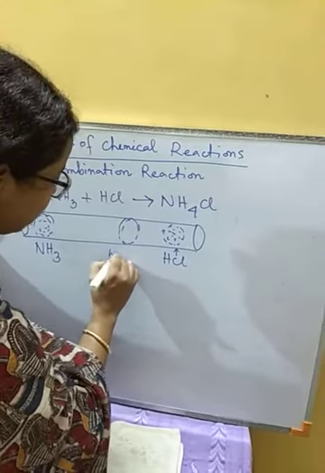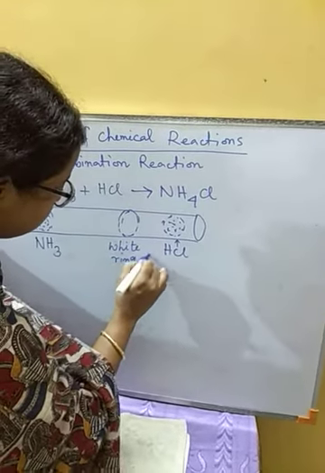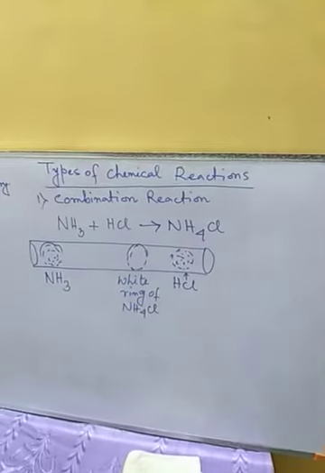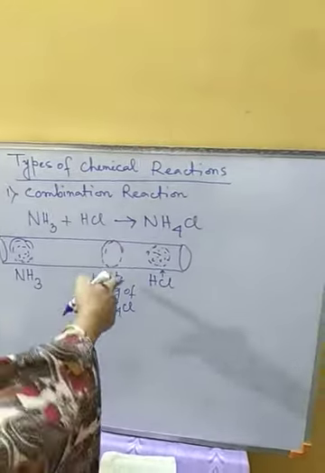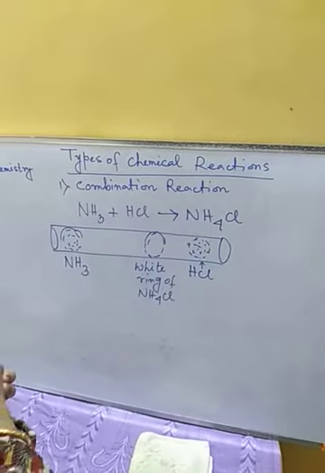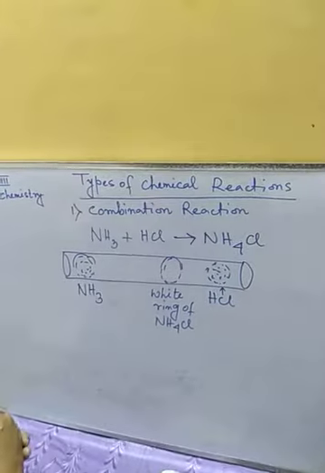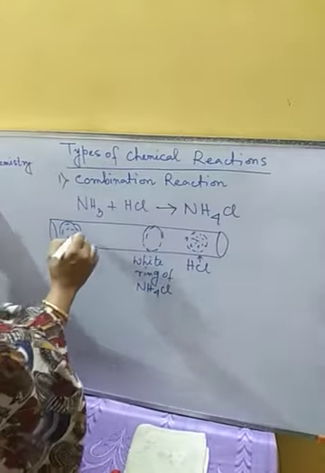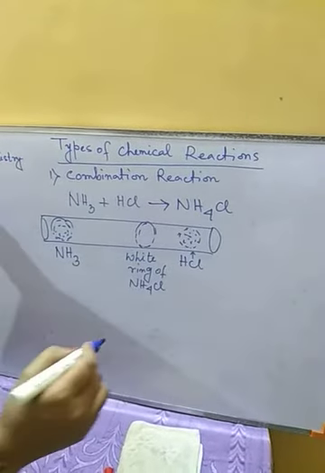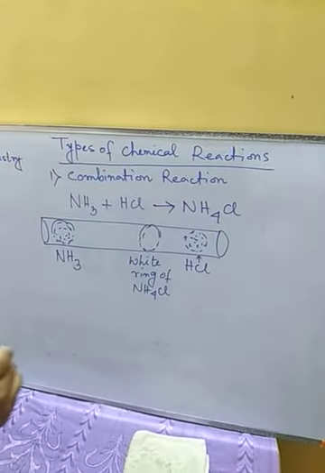We can get that as a white ring here, a white ring of ammonium chloride. Now the question is, why will this white ring form near this end, the end of HCl? I was discussing this in the live class. So what is the reason? For this we have to know the molecular weight of ammonia and HCl.